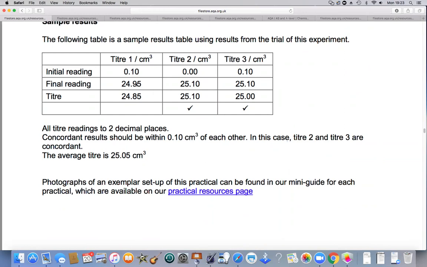Remember that you can give your burette readings to the nearest 0.05, even though they measure to 0.1. We'll look at this a little bit later on, but you can give the value as 0.05. You can make a determination between 2 graduations on a burette.